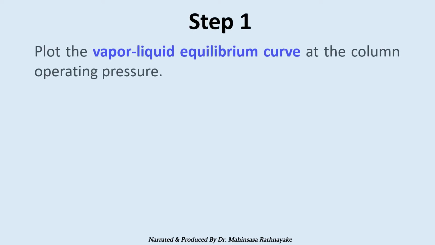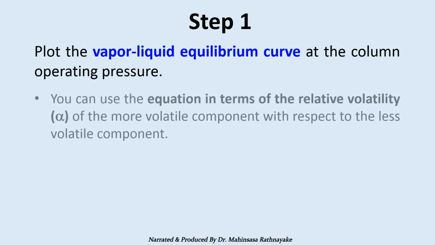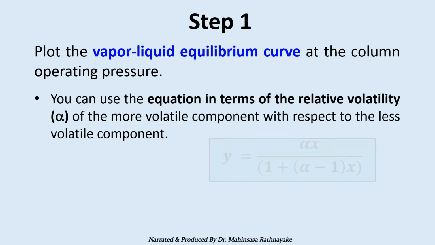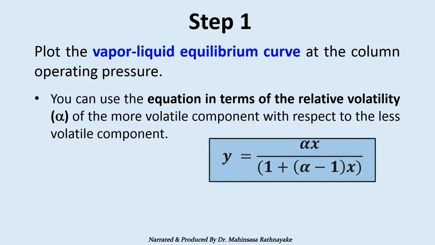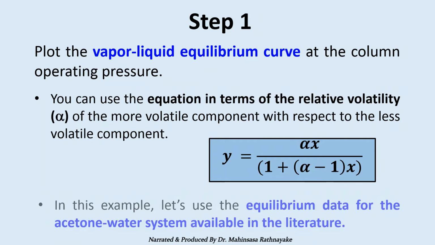The first step of plotting the McCabe Thiele diagram is plotting the vapor-liquid equilibrium curve at the column operating pressure. You can use the equation in terms of the relative volatility of the more volatile component with respect to the less volatile component in order to calculate the equilibrium vapor-liquid compositions. In this example, let's use the equilibrium data for the acetone-water system available in the literature.